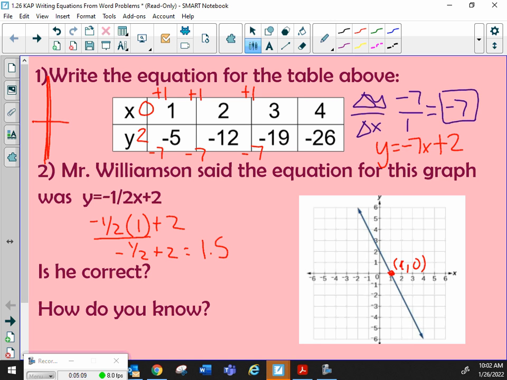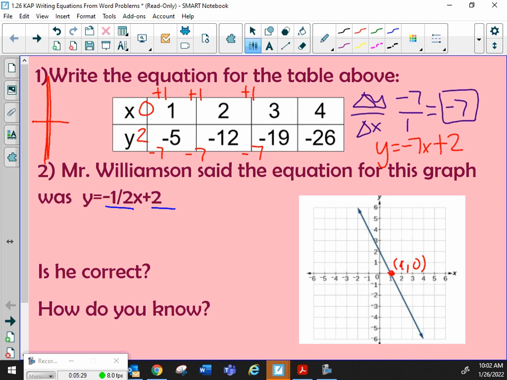Oh, okay, it's 1.5, but that doesn't match, correct? Okay, so let's break down the equation and see if we can identify which part is not correct. Remember, in each equation there's the slope and there's the y-intercept. Visually, I can usually check the y-intercept pretty quickly. It says it's positive 2. Do we agree with that y-intercept?